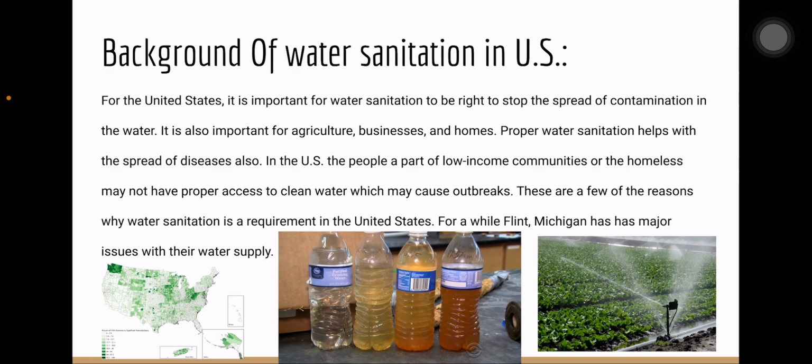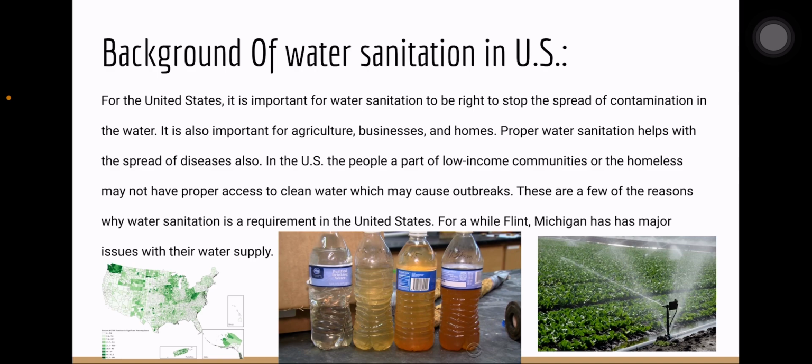In the U.S., the people who are part of low-income communities or the homeless may not have proper access to clean water, which may cause outbreaks. These are a few of the reasons why water sanitation is a requirement in the U.S. For Flint, Michigan, they have had major issues with their water supply.